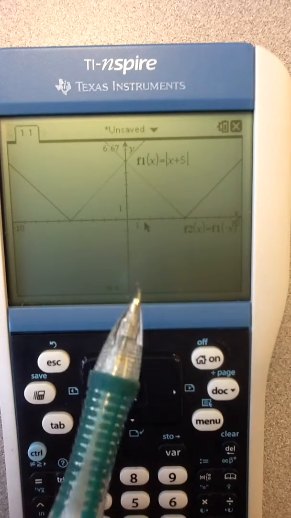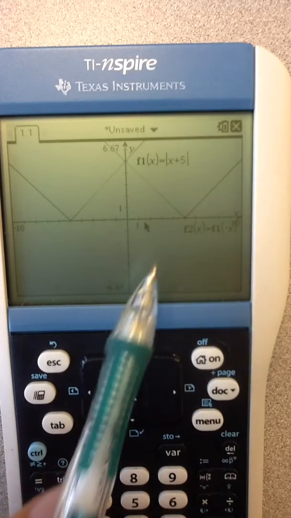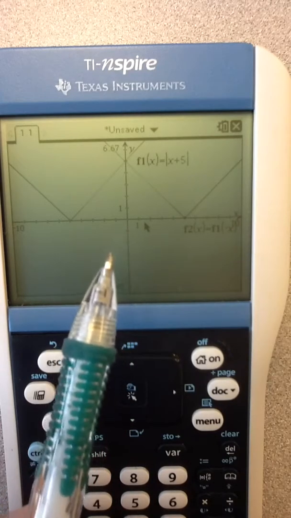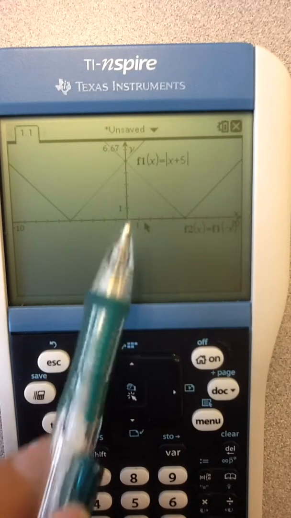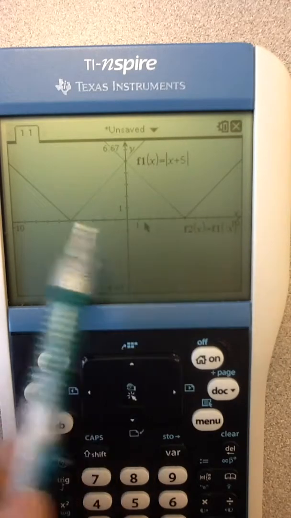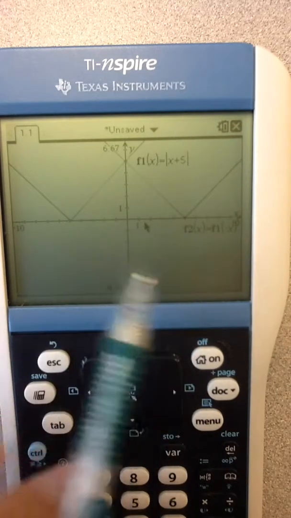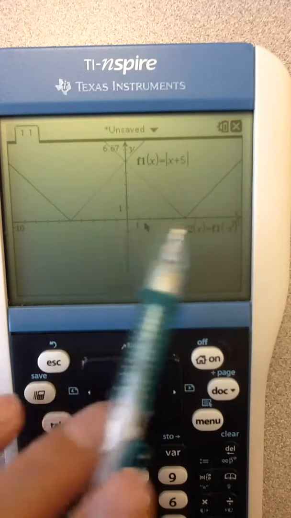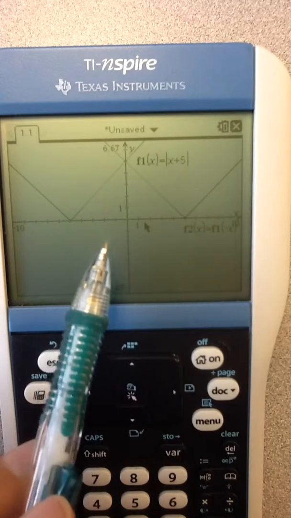For the test, you need to be able to do reflections, translations, and dilations, stretches and shrinks, on graphs of functions. You'll need to be able to graph those. You'll also need to be able to just make a list of changes if you examine a function or examine the equation of a function.